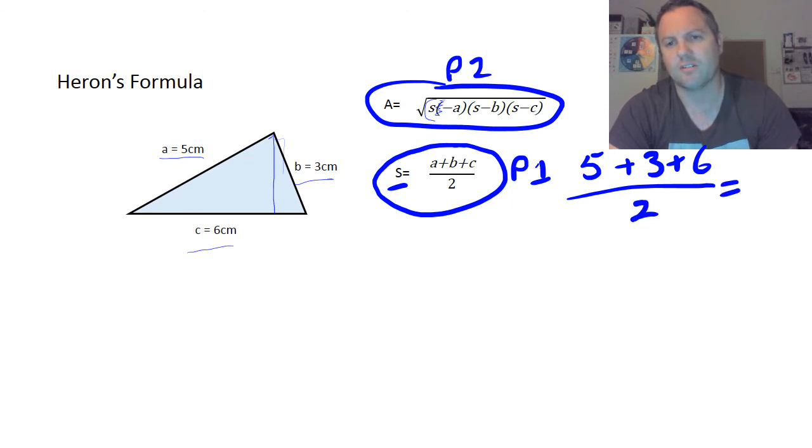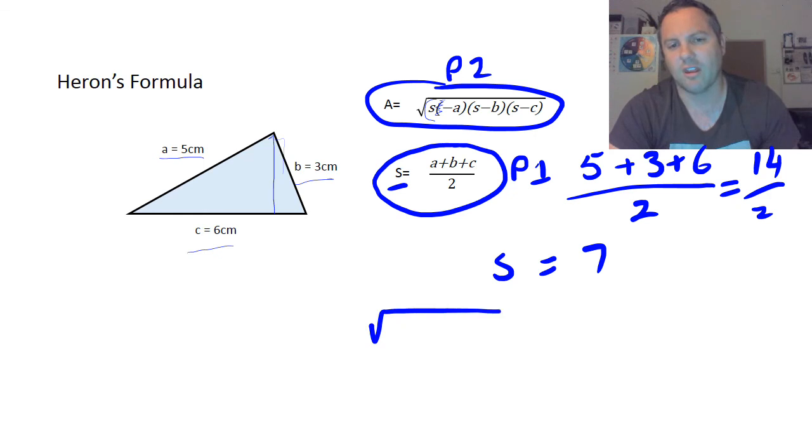Now 5 plus 3 is 8, plus 6 is 14. Divide that by 2, so S equals 7. Now all we're going to do is substitute that 7 into where the S is. So I'm just going to rewrite that here.